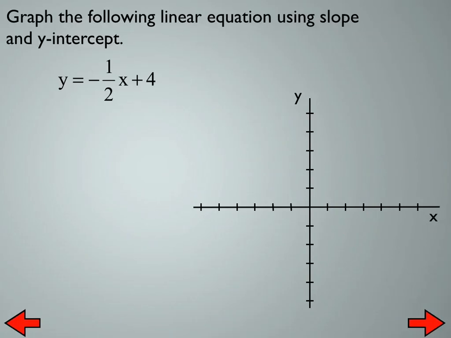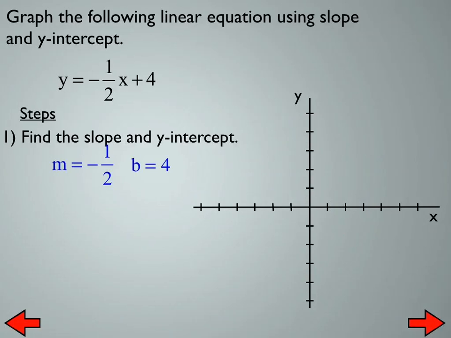Once again, in the previous problem, the slope was a positive number. The line went uphill from left to right. Any line that has a negative slope better be going downhill from left to right. So here's what you should have done. The slope is negative 1/2. The y-intercept is 4. We should have plotted our y-intercept right there at positive 4 on the y-axis.